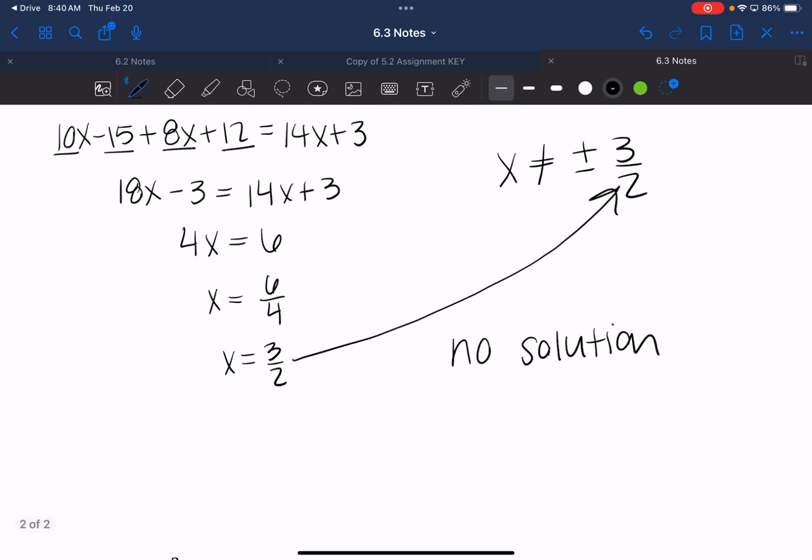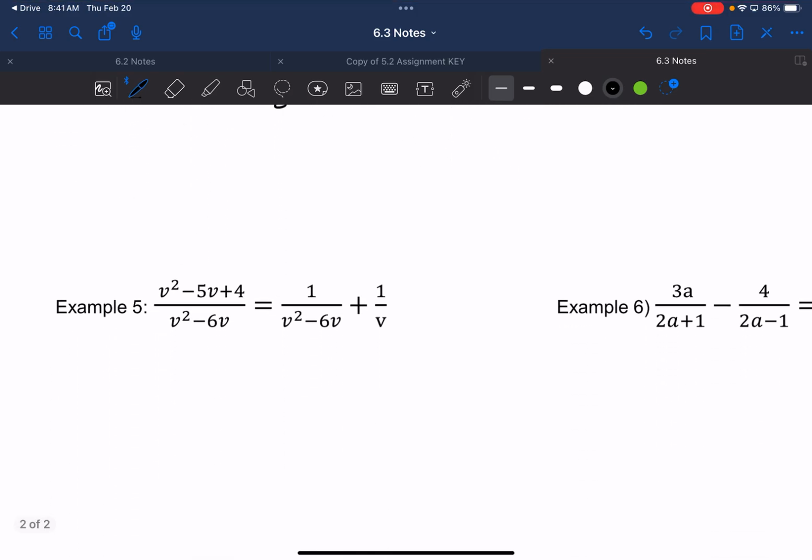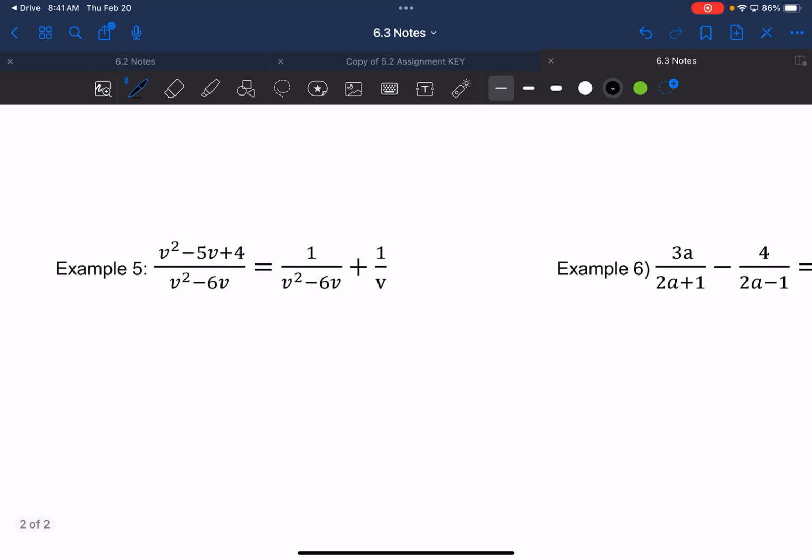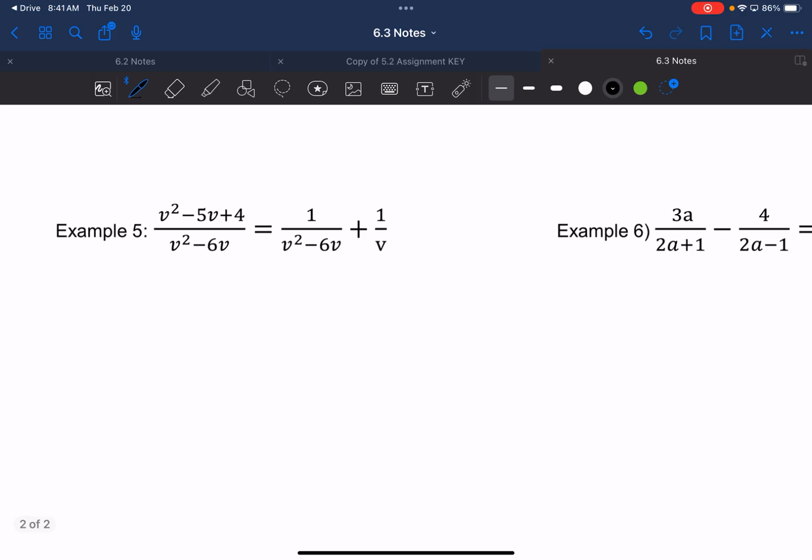Okay, let's take a look at example number 5. So again, just like last time, in order to figure out what our common denominator should be, we're going to have to do a little factoring, right? So what can I factor out of the denominator in that first fraction? A v. Yeah, so this would become v times v minus 6, right?